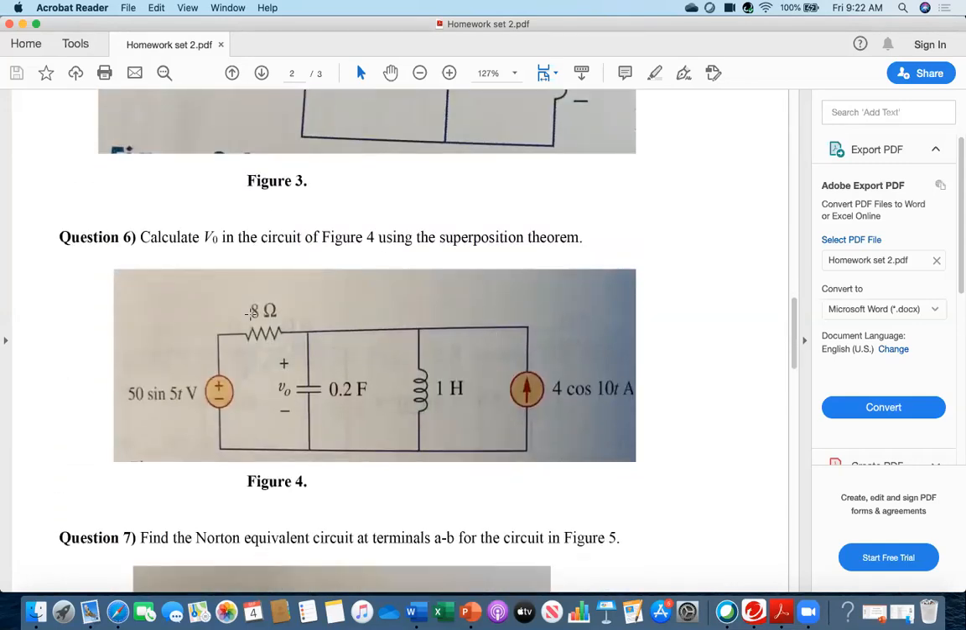And then everybody see for this problem: calculate v0 in the circuit of figure 4 using the superposition theorem. You have to find the voltage across this component, and this is one source. On the right side, there is another current source. So you know how to apply superposition. Just apply the knowledge that you learned in DC circuits. Exactly the same process. The only thing is that at the beginning, you have to convert this circuit into the phasor domain. That is the number one task. And then you keep going the way you have learned in DC circuits.